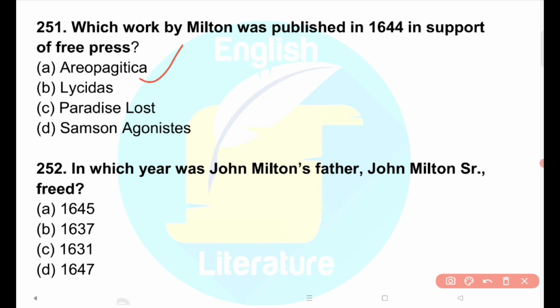In which year was John Milton's father disinherited, or John Milton's suffrage? Option C, 1631. John Milton's father was disinherited by his Catholic father because he converted to Protestantism. He became a successful scrivener and composer, which allowed him to support his son's education. By 1631, he was financially independent and freed from obligations.